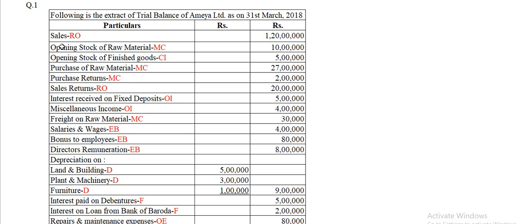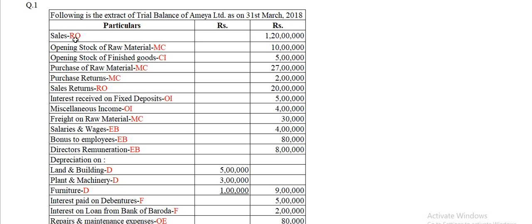See, in the question I marked some highlighted things, which are short forms of the subheads in the statement of the profit and loss account. I am reading your question and bifurcating the expenses into different heads as well. So, see, I am reading the sum. Following is the extract of the trial balance of AMI Limited as on 31st March 2018.